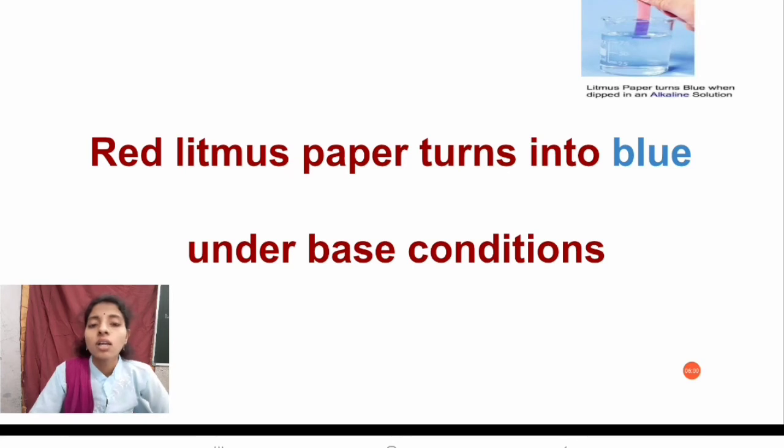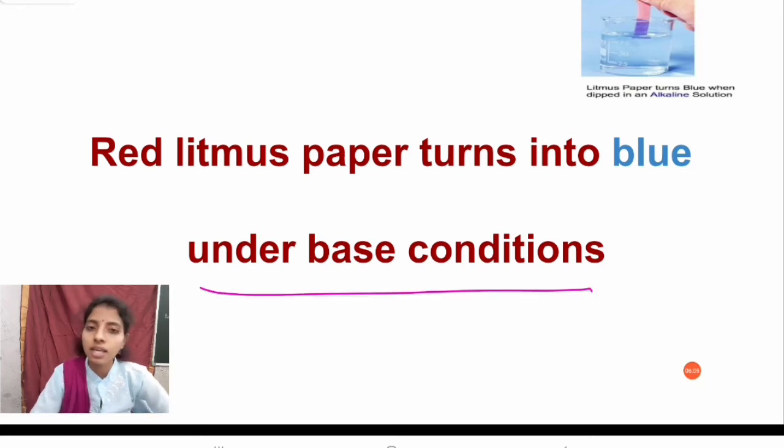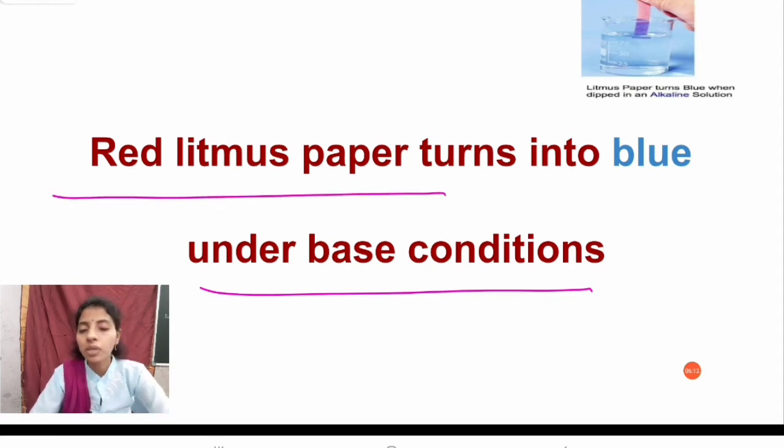And red color litmus paper turns into blue under base conditions, right? If the solution is a base, the red color litmus paper changes into blue, and the blue color litmus paper in basic conditions remains as blue, right? It will not change the color.